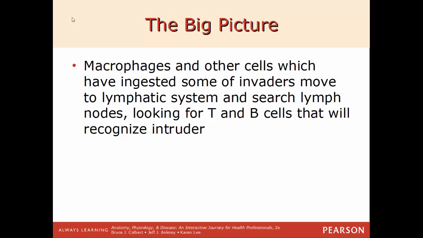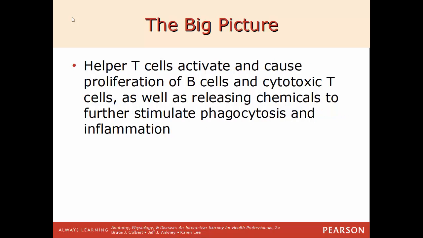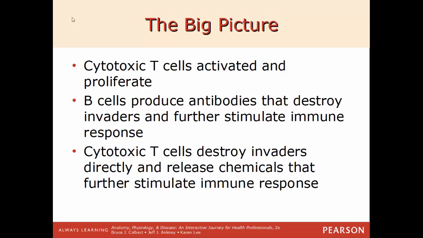You have macrophages and other cells which have ingested some of this invader, that will move toward the lymphatic system and will search for a lymph node, looking for a B or T lymphocyte that is able to recognize this bit of the intruder. The helper T cells will activate and cause a proliferation of B cells and killer T cells, as well as releasing chemicals to further stimulate phagocytosis and inflammation. You have killer T cells that are activated and proliferate in number. B cells are now producing antibodies that will help to disable and destroy invaders and to further stimulate an immune response.